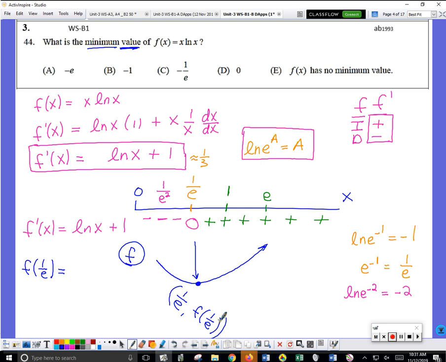So here we go. f of 1 over e is going to be 1 over e. I always use parentheses. Multiplied by natural log of 1 over e. Just say it out loud, please. What is the natural log of 1 over e? Negative 1. Negative 1 multiplied by 1 over e would be negative 1 divided by e. That's the y-coordinate where f has its lowest y-coordinate. Okay?